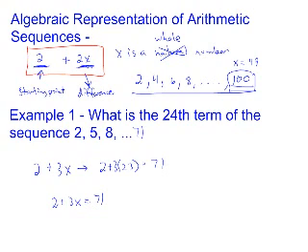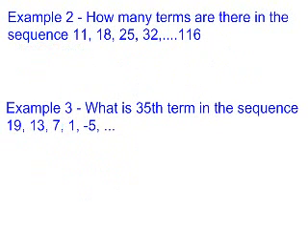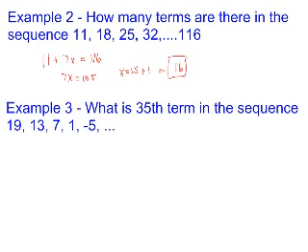So another example is how many terms are in the sequence. So we use our algebraic representation. 11 is our starting point. Common difference is 7. So we do 11 plus 7x. That equals 116. So what is x when that's going to happen? Subtract 11, you get 7x equals 105, so x equals 15, but we always have to add 1, so the 116 is the 16th term in that sequence.